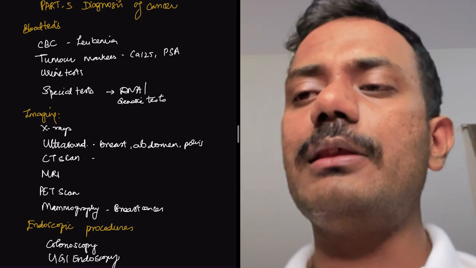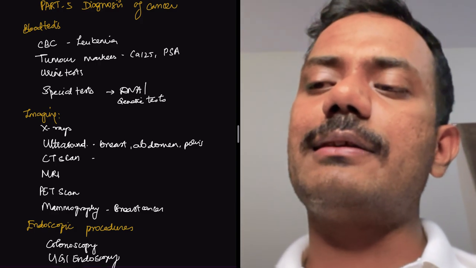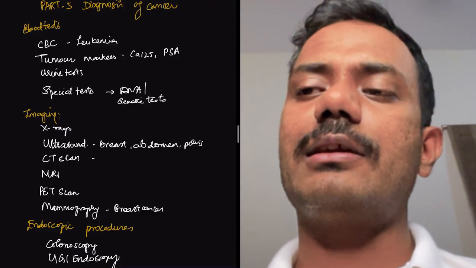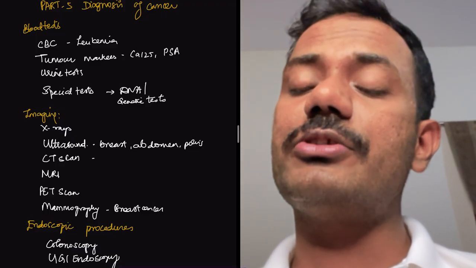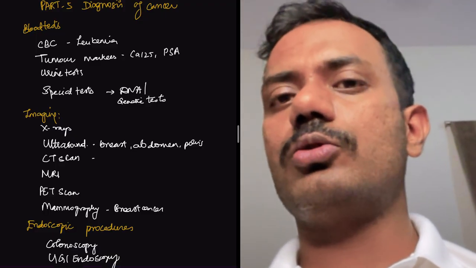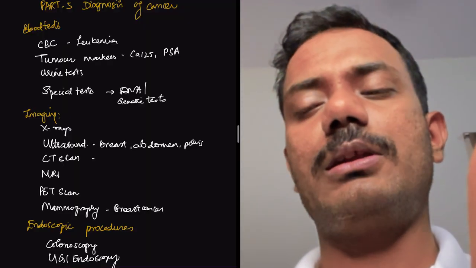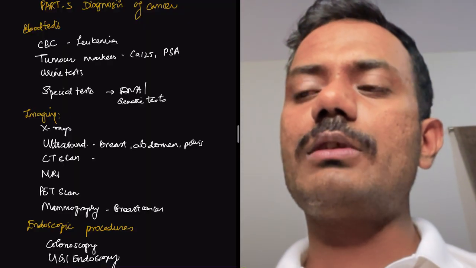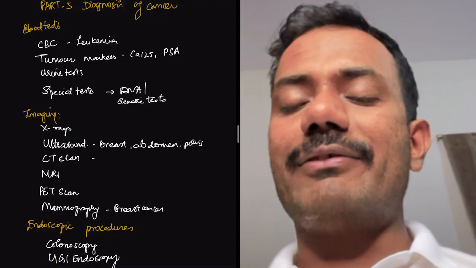Apart from these, there are general blood tests like the liver function test and the renal function test, which might be deranged in diseases related to those organs. These are not cancer specific, but they are definitely done as a part of evaluating for cancer.